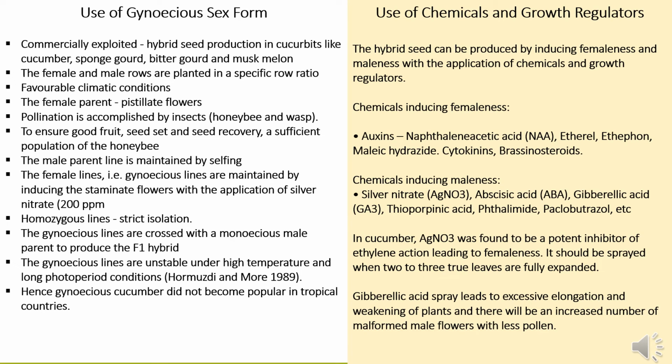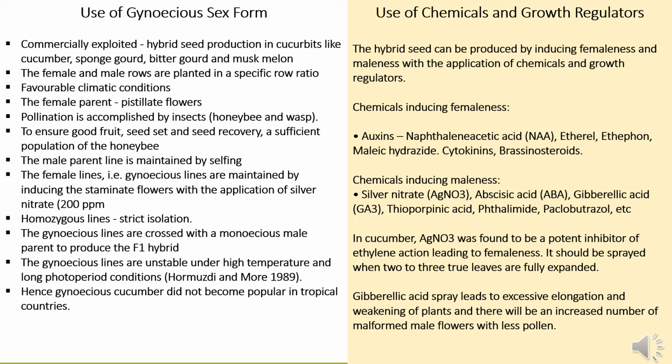Other components are the use of chemicals and growth regulators in hybrid seed production. The hybrid seed can be produced by inducing femaleness and maleness with the application of chemicals and growth regulators. There are some chemicals which induce femaleness, like auxins, and there are some chemicals which induce maleness, like silver nitrate, abscisic acid, gibberellic acid, etc.